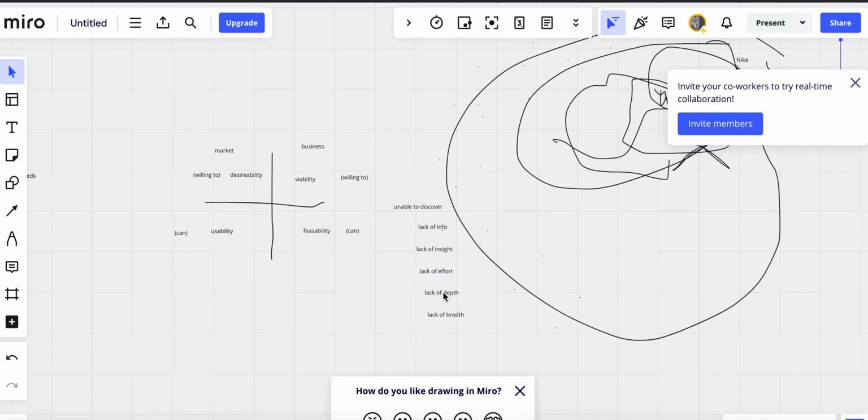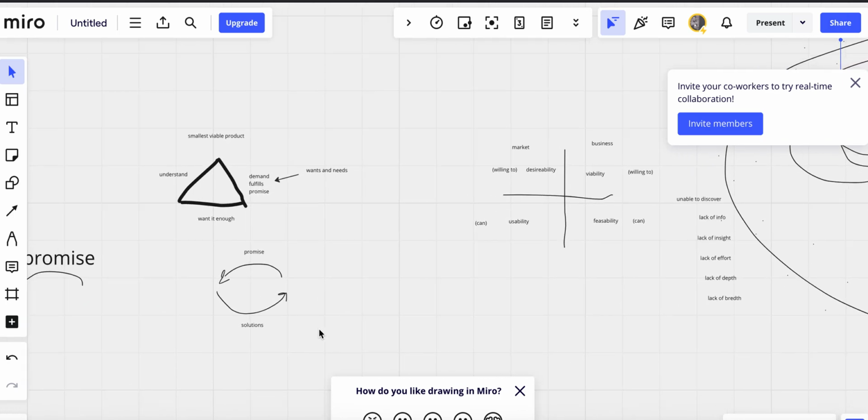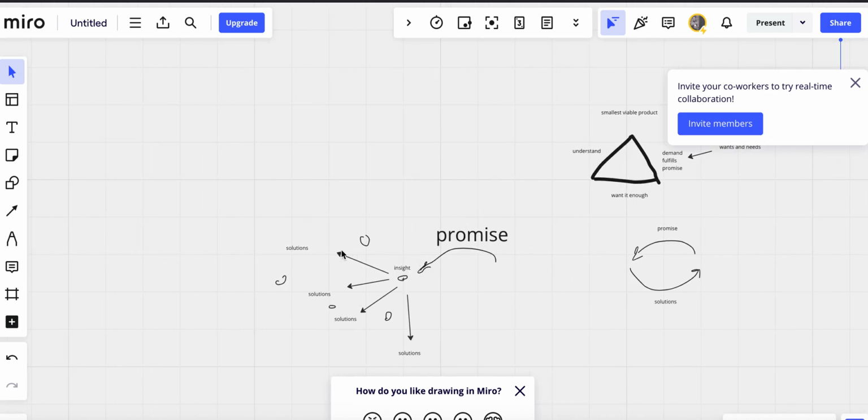Either you don't follow a particular line far enough, a line of thinking deep enough to get to the insight, or you don't expand your thinking enough to capture the vein that then you could go deep on. And so when we have this kind of map, we can say that the poor product design, so these solutions could be good or bad.